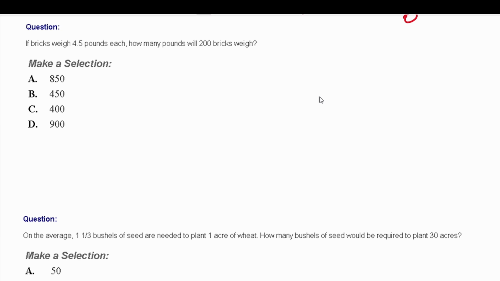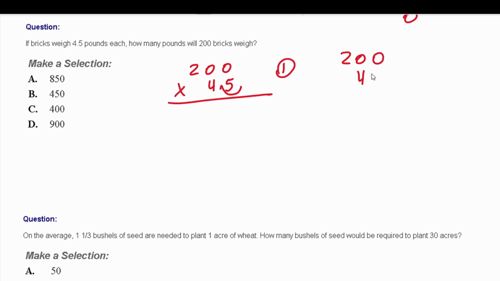All right, this next question is pretty straightforward. It says, if bricks weigh 4.5 pounds each, how many pounds will 200 bricks weigh? So this is just going to be 200 times 4.5. That said, you have to know how to deal with this decimal. And if you paid attention in this video so far, it should be pretty easy. Again, we're going to take this decimal in 4.5 and shift it 1 time to the right to make 45. So in reality, we're working this out: 200 times 45. And once we work this out, we're going to take that 1 decimal that we shifted over to the right and shift it back into the left.